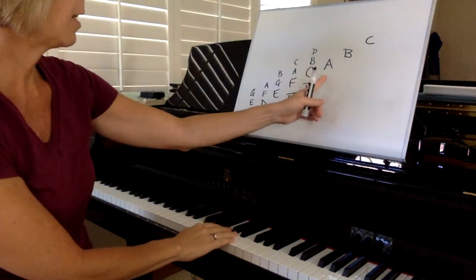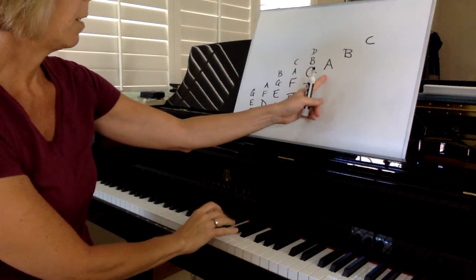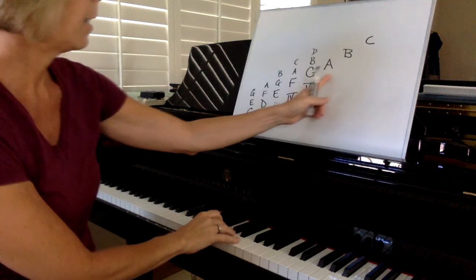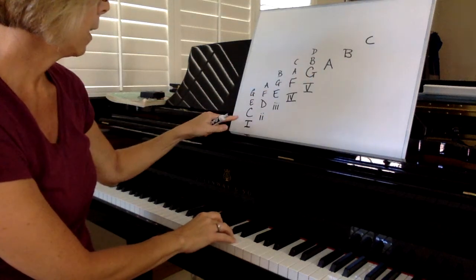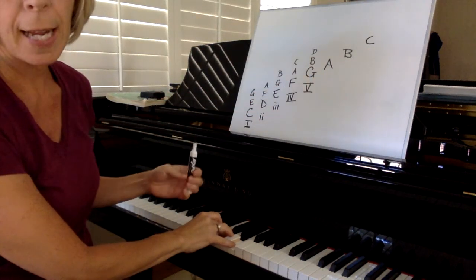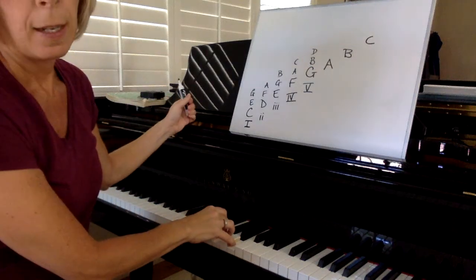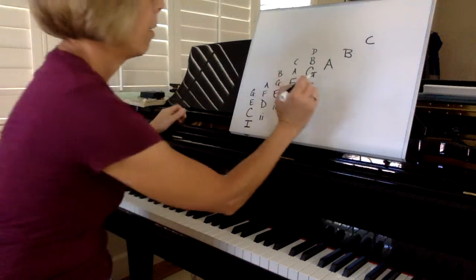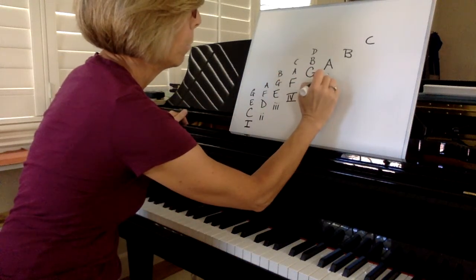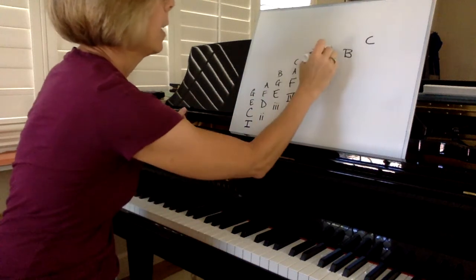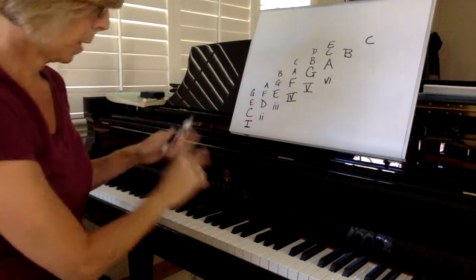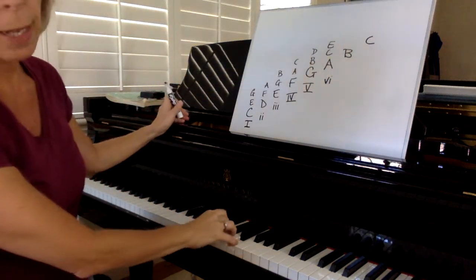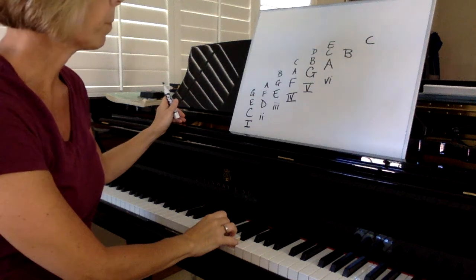Now we'll go to the 6th note of the scale, which is A. Again, building thirds, A, C, E. And when you build that using those notes, it ends up being a minor triad on the 6th scale note. So again, we'll go to lowercase 6, minor, A, C, E. So the 6th note of the scale has a minor triad.